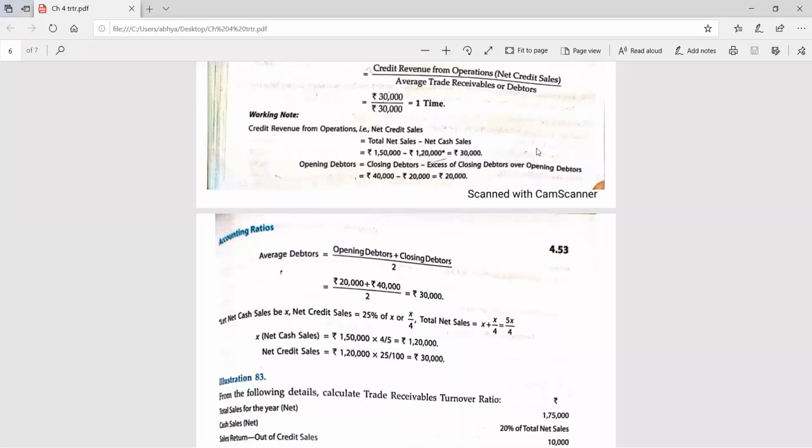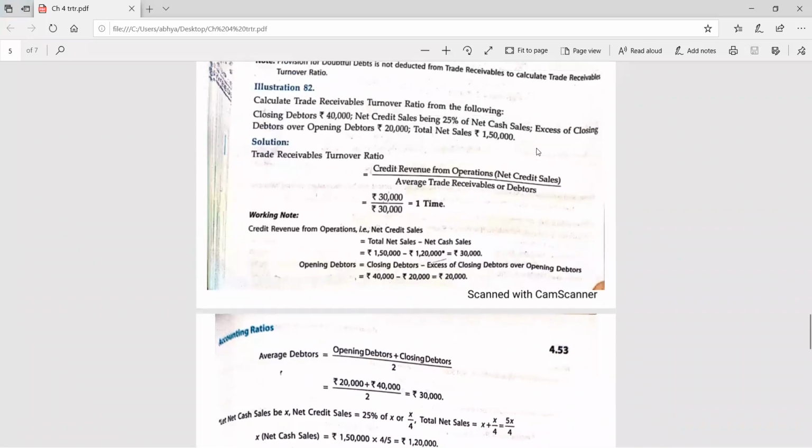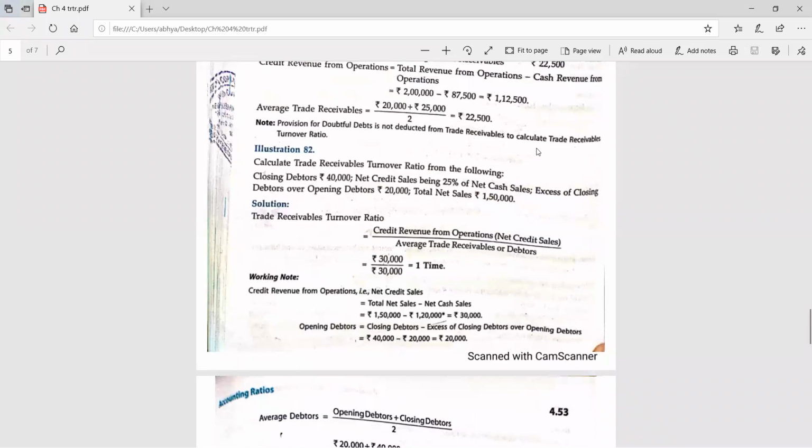Okay, Shubhangi is telling me that she did not understand credit revenue. Yes, beta, I am explaining again. Listen carefully. Read the first line of the question: net credit sales being 25% of net cash sales. Here no information is given separately about cash sales or credit sales, just this one statement, but the total sales are given. So first of all, we will write the formula for total sales. Net sales is equal to cash sales plus credit sales.